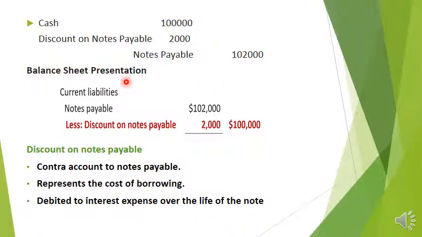Balance sheet presentation, in the current liabilities section: notes payable 102,000 less discount on notes payable 2,000, present value 100,000. Discount on notes payable is a contra account to notes payable. It represents the cost of borrowing, debited to interest expense over the life of the note.